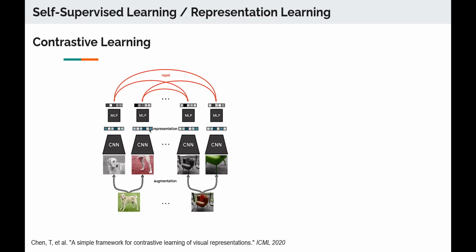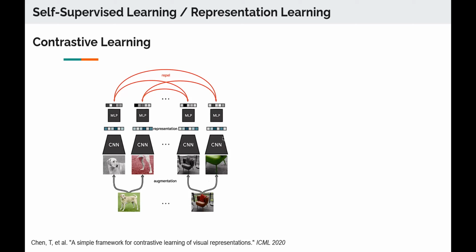Okay. And similarly, we take an image of another class. So this is an image of a dog. This is an image of a chair. We make two augmentations of the chair. We pass them through the encoder. So what has happened so far is that we started with 2 images. We made them into 4 images, 2 of them belong to this one and 2 of them belong to this one. And we end up with 4 representations.